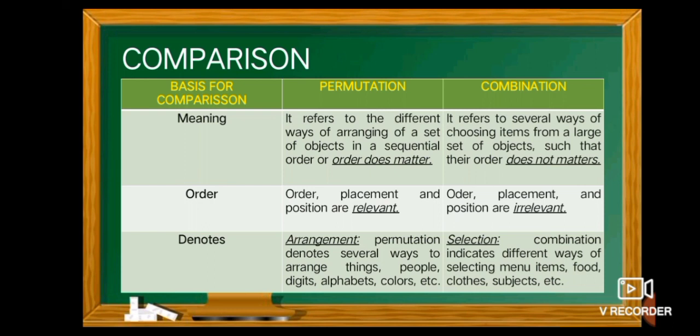Next would be the order. In permutation, order, placement, and position are relevant, while in combination, order, placement, and position are irrelevant.